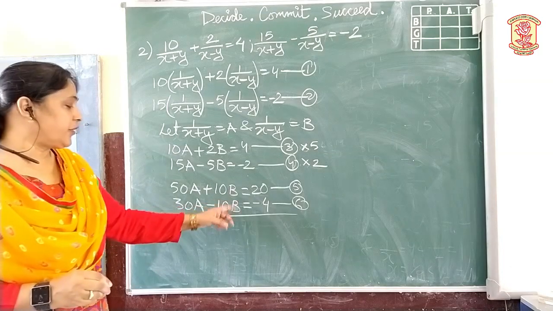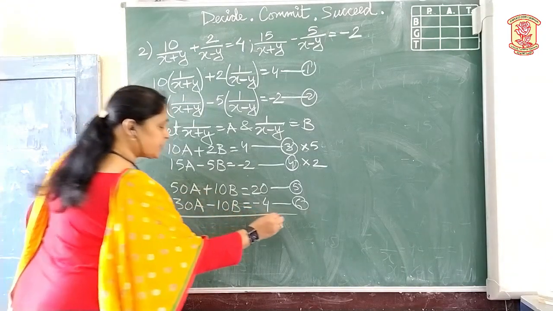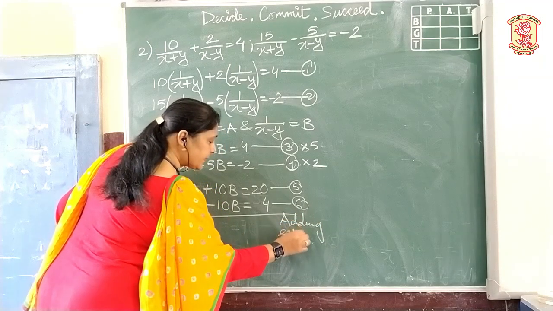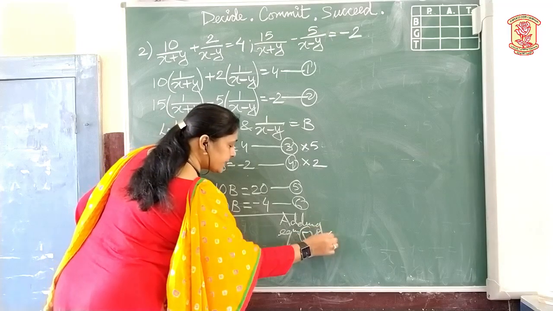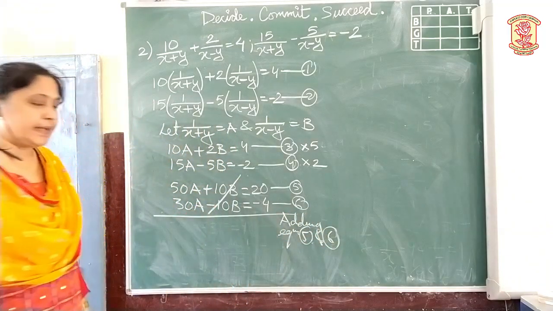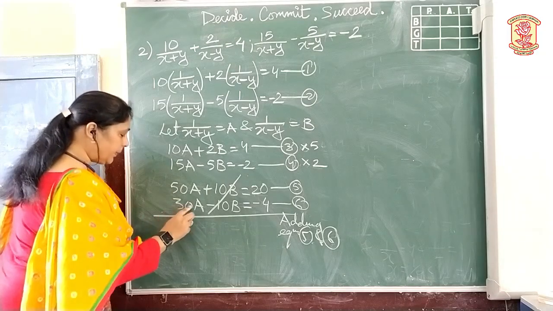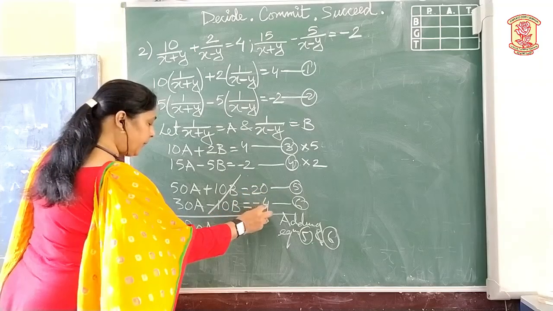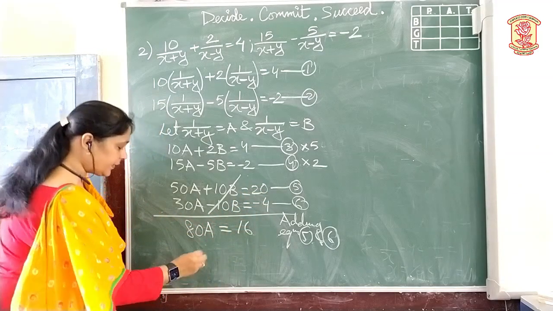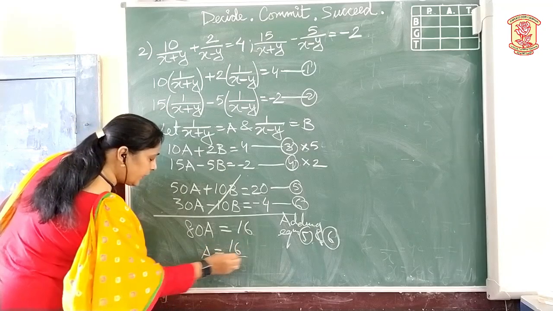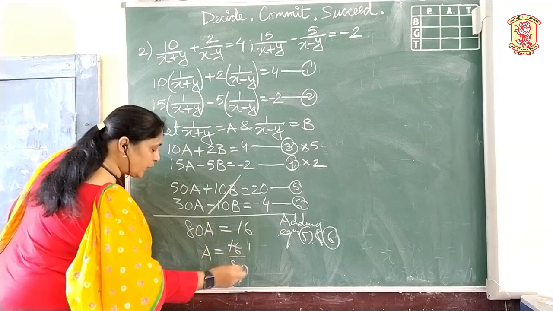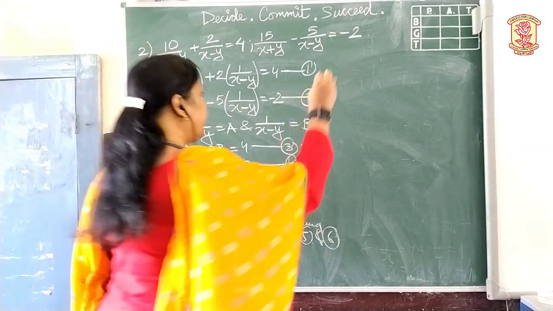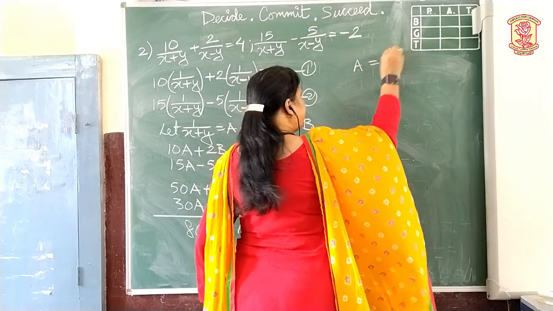Now here the coefficients of b are same with opposite signs. So we add equations 5 and 6. So plus 10b minus 10b cancels. 50 plus 30, that is 80a equals 20 minus 4 is 16. So a will be 16 upon 80. 16 ones are 16, 16 fives are 80. Now here the value of a is 1 upon 5.